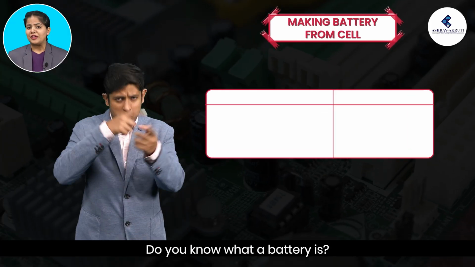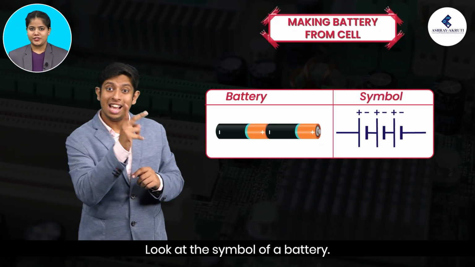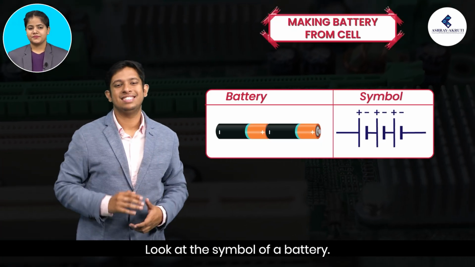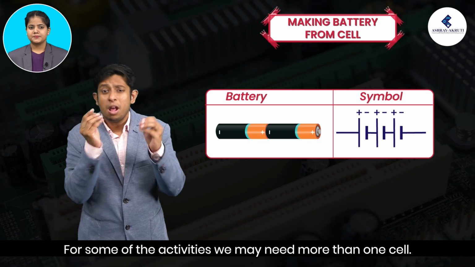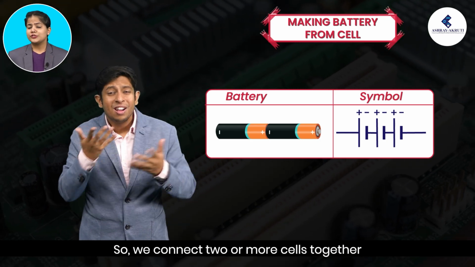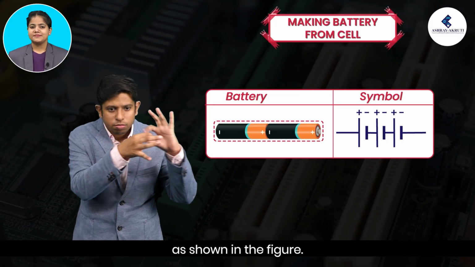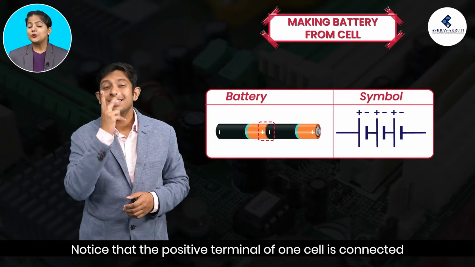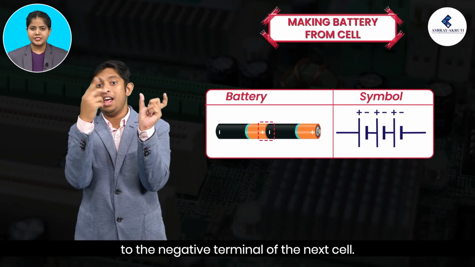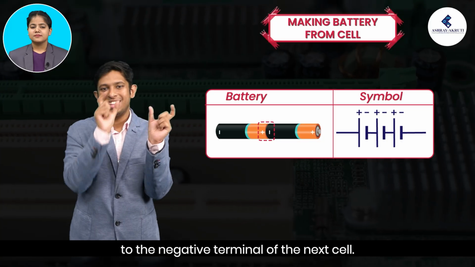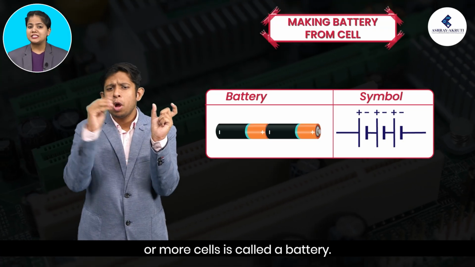Do you know what a battery is? Look at the symbol of a battery. For some of the activities, we may need more than one cell. So, we connect two or more cells together as shown in the figure. Notice that the positive terminal of one cell is connected to the negative terminal of the next cell. Such a combination of two or more cells is called a battery.